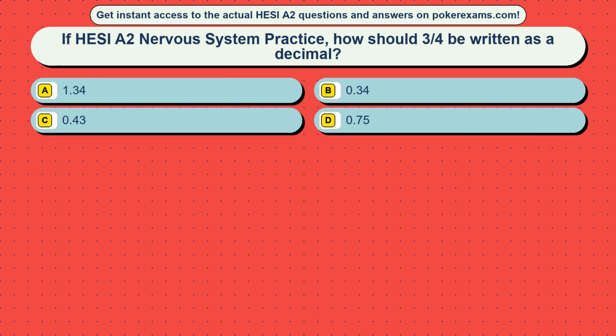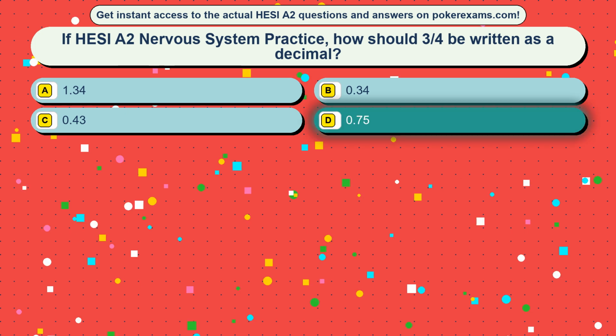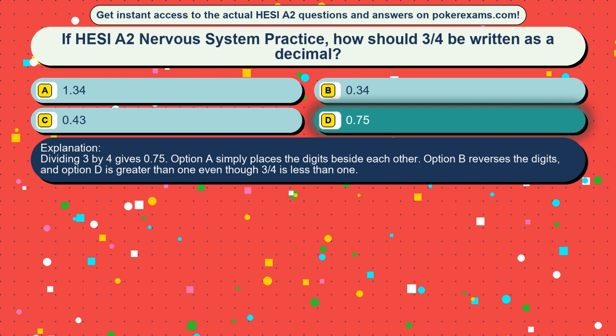Question 20. If HESI A2 nervous system practice, how should 3/4 be written as a decimal? Option A, 1.34. Option B, 0.34. Option C, 0.43. Option D, 0.75. The correct answer is option D, 0.75. Dividing 3 by 4 gives 0.75. Option A simply places the digits beside each other. Option B reverses the digits, and option C is greater than 1 even though 3/4 is less than 1.